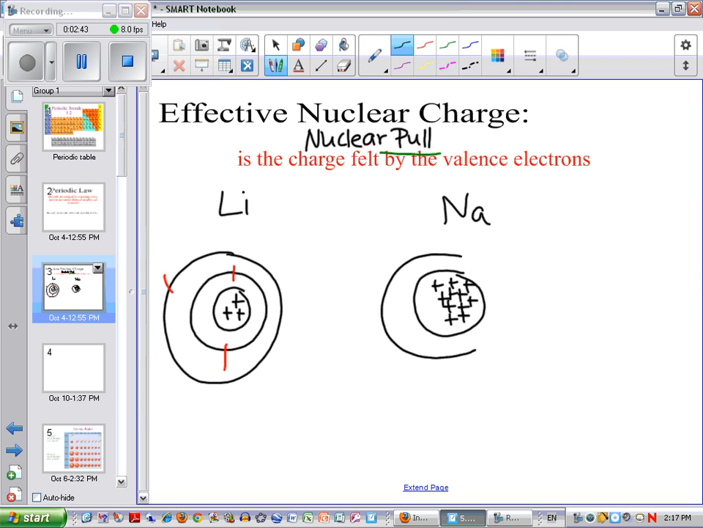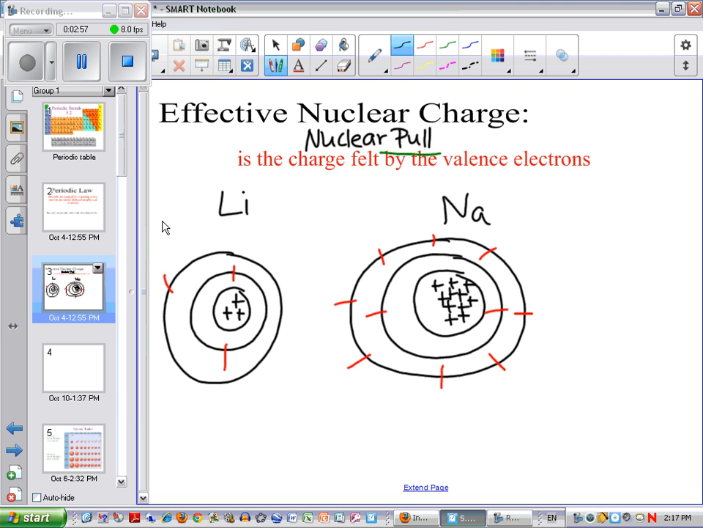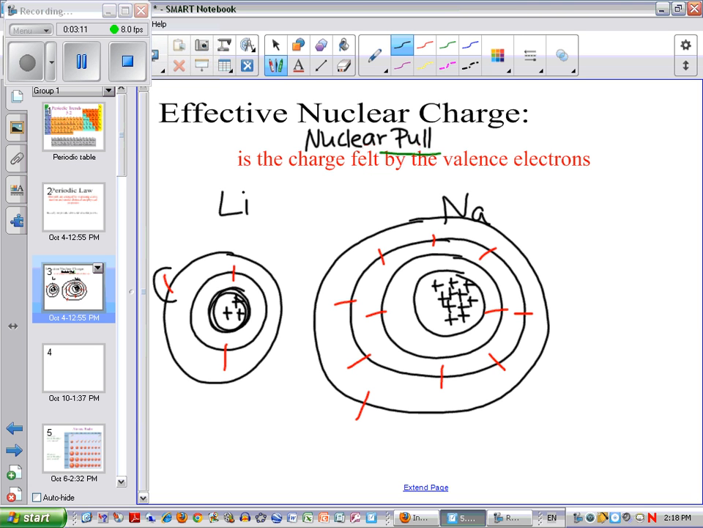In its first energy level, it has 2 electrons because the first energy level can only hold 2. At its second energy level, it has 8 electrons, because the second energy level can only hold 8. And then I should have spaced this out better, but I didn't. In its third energy level, how many valence electrons will sodium have? Just 1. So if you're talking about, in lithium, the protons pulling on this valence electron out here, you see how close in proximity they are? So basically that's 3 positives pulling on that electron that's very, very close to it.